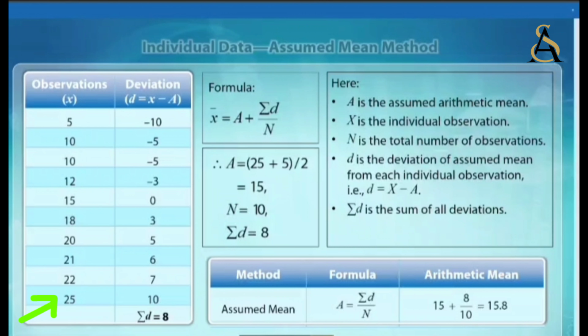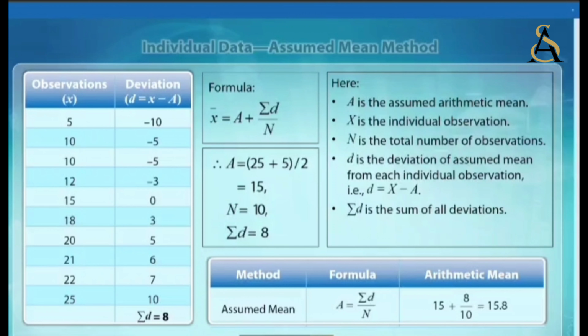So we are going to add the deviations that we have calculated. The sum of the deviations is equal to 8. Now we are going to insert all the values in the given formula. 15 was the assumed mean, sigma d is 8 and the number of observations is 10. So 15 plus 8 by 10 is equal to 15.8, which is the arithmetic mean calculated by the assumed mean method, also called the shortcut method.